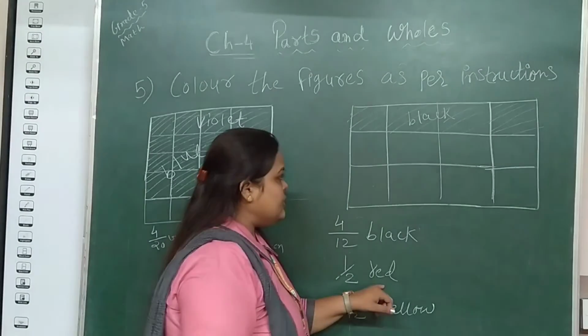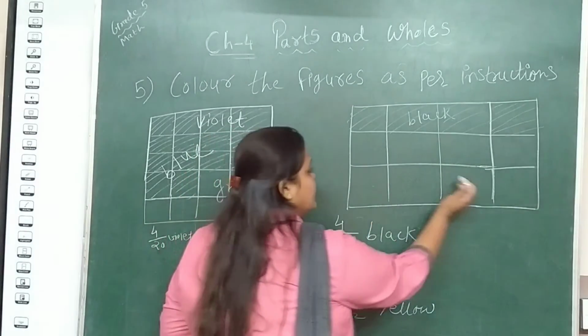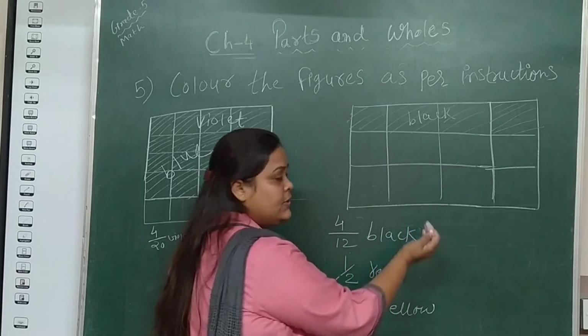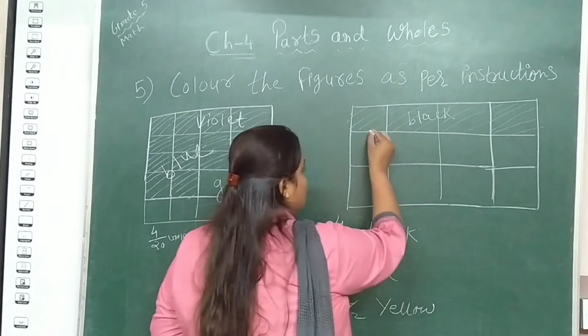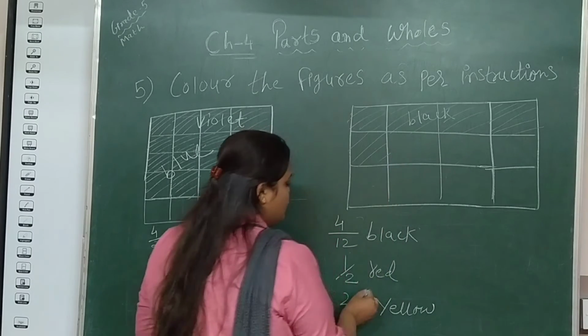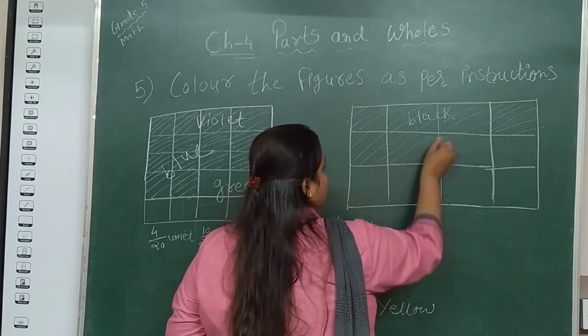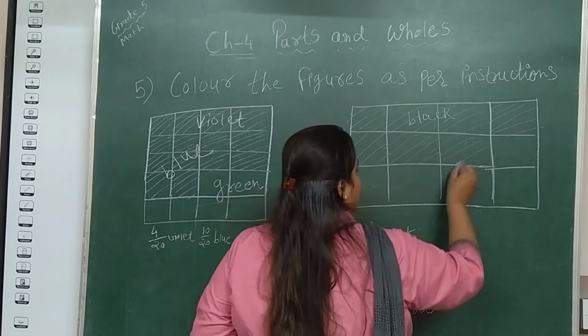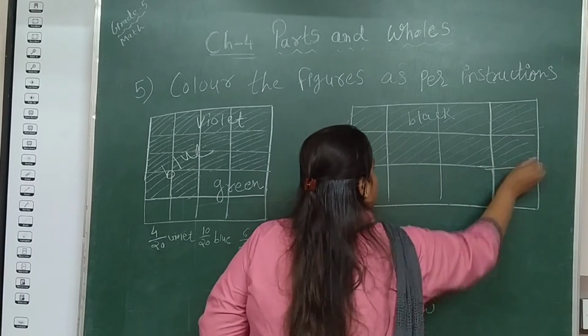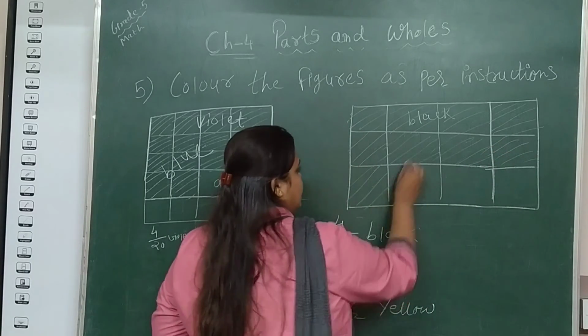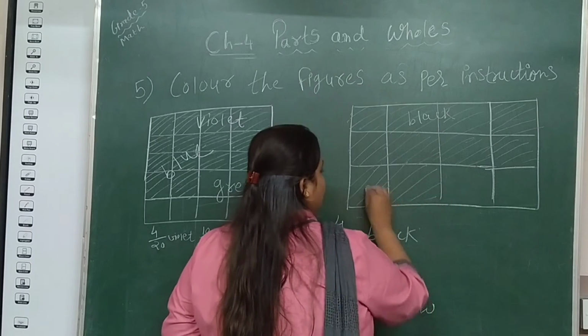Now 1 by 2 is red. So 12 is there. We have done part 6 and 6. So a total of 6 we are supposed to color red: 1, 2, 3, 4, 5 and 6 we are supposed to color red.